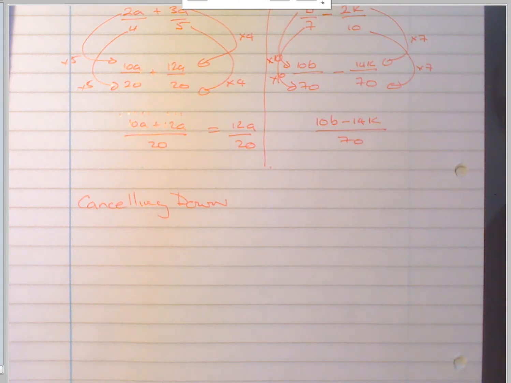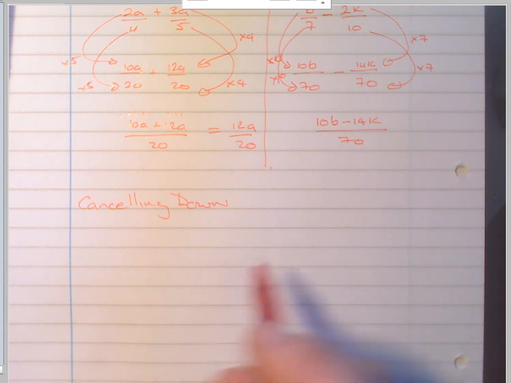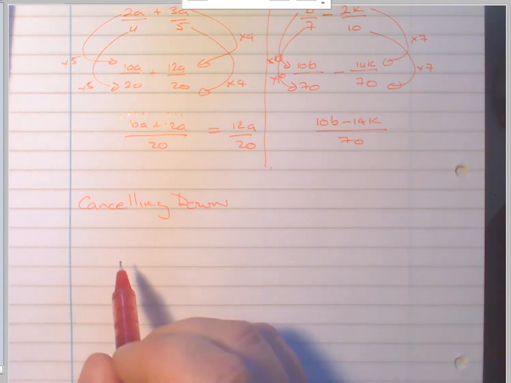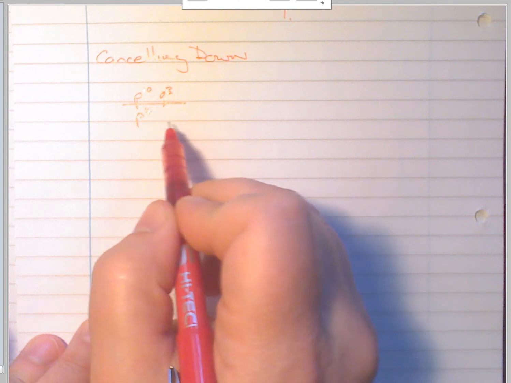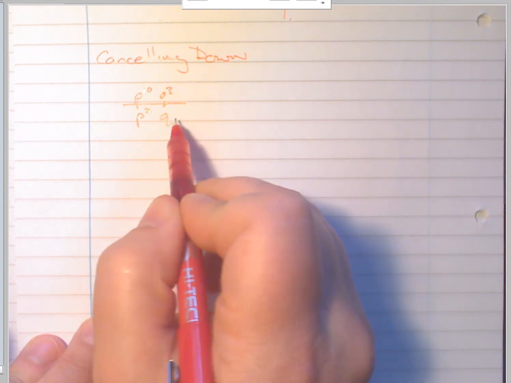So now we're going to look at cancelling down algebraic fractions, and we're going to start off nice and simple. We will go with something like this: p to the power 10 over q cubed, with p to the power 7 and q to the power 8, let's say.